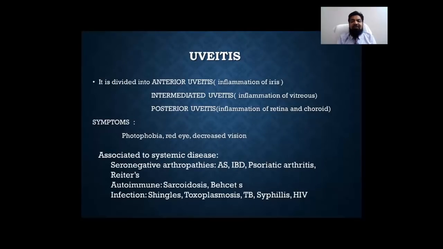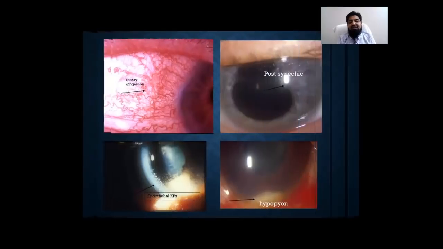Uveitis is the inflammation of the iris, ciliary body and choroid, and we divide uveitis into anterior, intermediate and posterior uveitis. It's alarming for anyone who has this problem, and when they come to our clinic, they complain of photophobia, red eye, decreased vision, and pain. There are many causes, and it's very difficult to diagnose why he has suffered this uveitis. Sometimes we order many investigations, and then we start treatment.